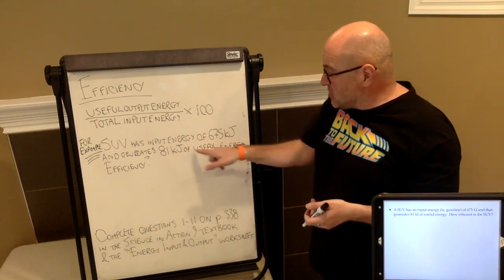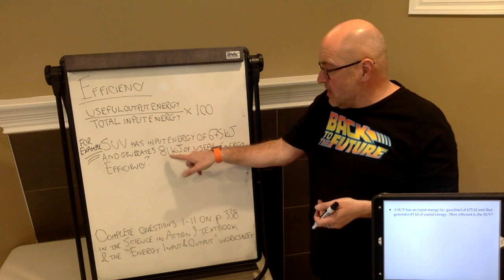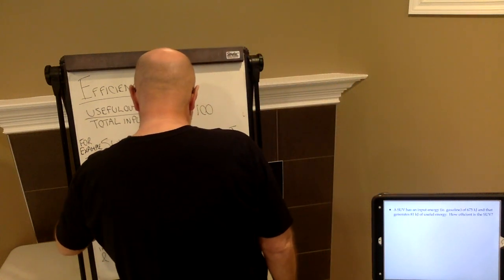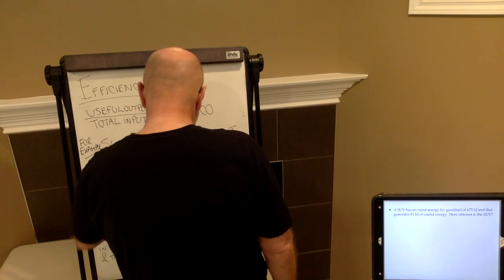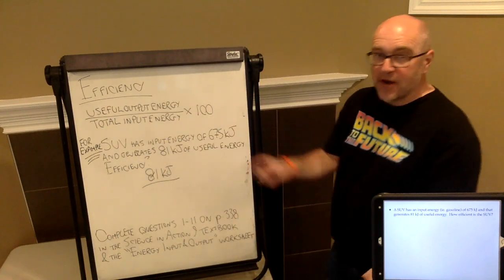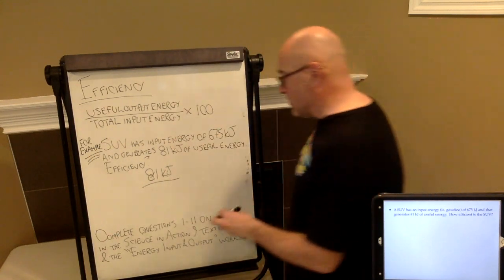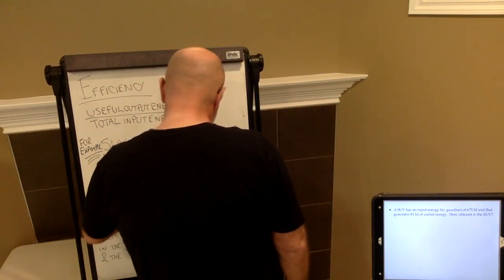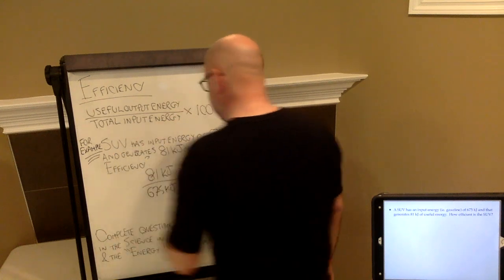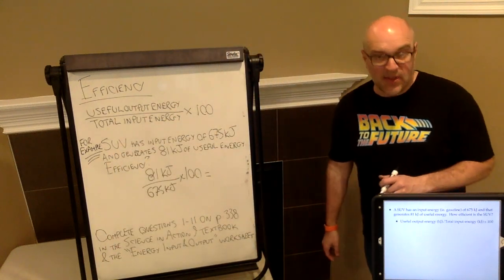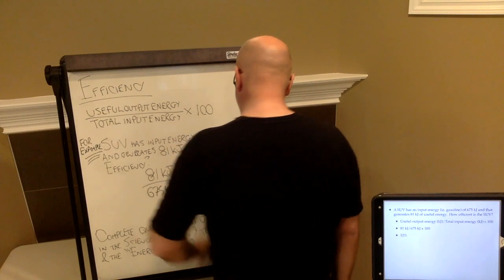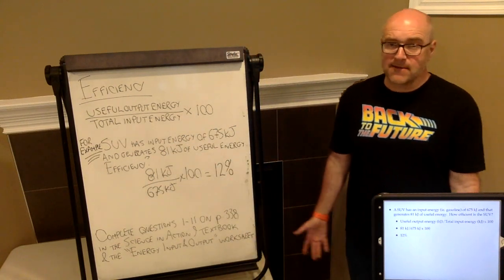Well, I've just been told my useful energy is 81 kilojoules. So it's going to be 81 on the top, and I know that my total input energy is 675, so it's going to go underneath. I'm going to multiply that by 100, and if I round that to my nearest decimal place, I'm going to get a percentage efficiency of roughly 12%. That's how you calculate it.